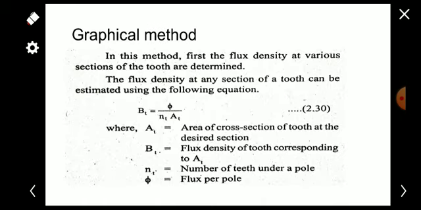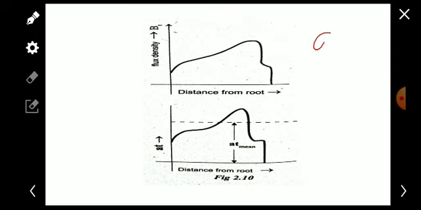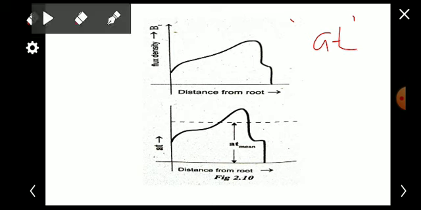So we have to calculate the flux density at different points of the tooth using this equation. A graph between flux density and distance from the root is drawn here. This is the flux density versus distance from the root, and this is the length. This graph shows the variation of flux density over the tooth length L. Then for each point of the tooth, the mmf per meter, which is also represented using small letter at, is found from the BH curve.